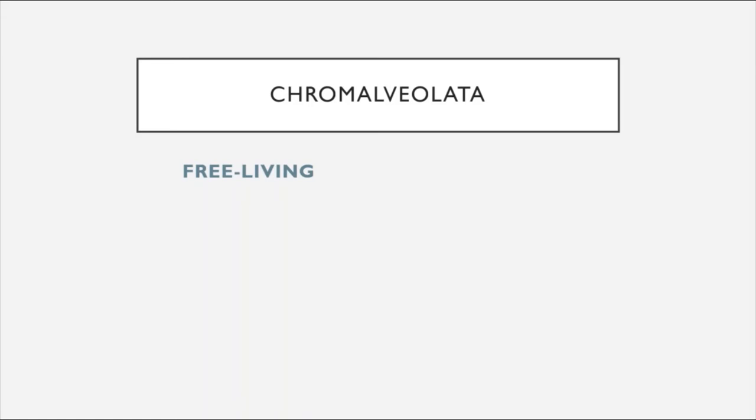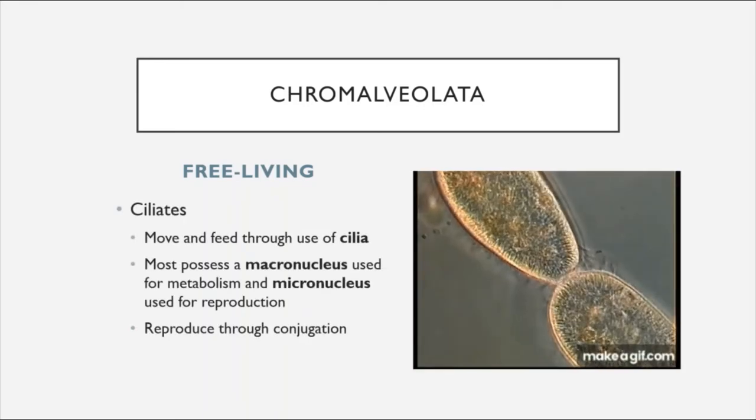Now we're on to our next supergroup. We're on supergroup 2 of 3 that we will consider, which is Chromalveolata. Chromalveolata has both free-living and parasitic members. One noteworthy free-living member are the ciliates.